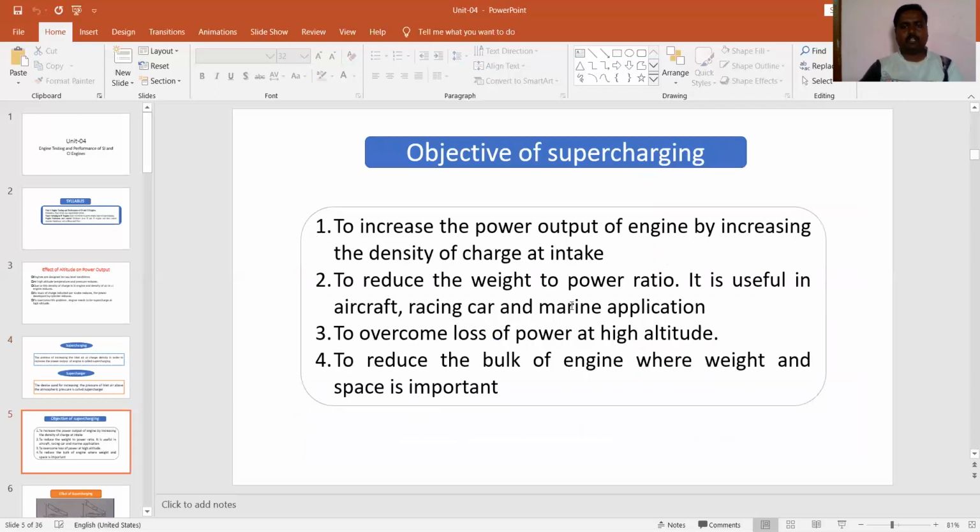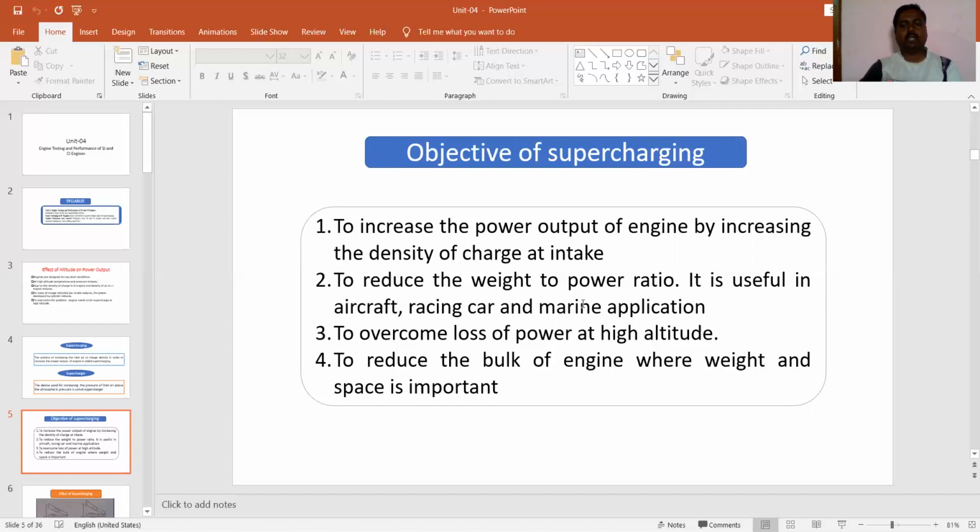The next point is objectives of supercharging. We are going to study the objectives of supercharging, means why supercharging is required. The first one is to increase the power output of the engine by increasing the density of charge at inlet. Means if you want to increase the power output, we should increase the density of charge at intake or inlet. So the first objective is to increase the power output.